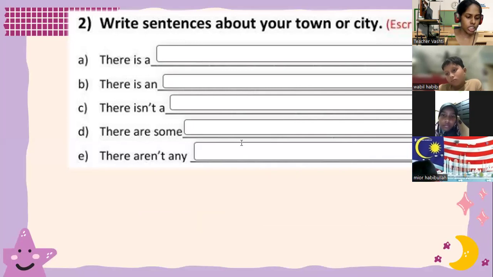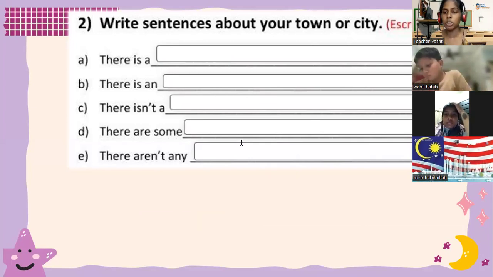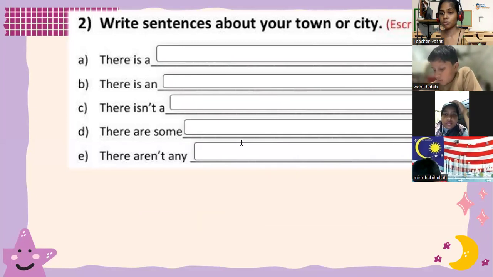So write first. Kalau dah habis salin, boleh juga. You can also continue now. Boleh habiskan kerja rumah tu. Kalau dah habis salin, you can continue. Habiskan ayat jawapannya.